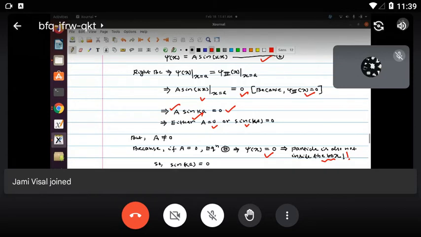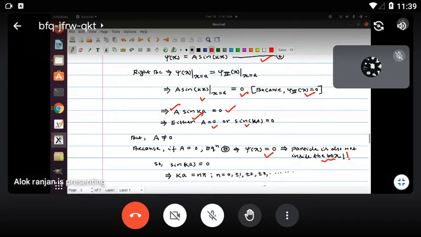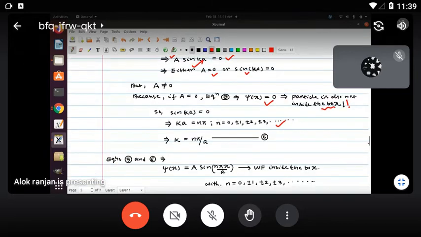When sin ka equal to 0, it means ka equal to n pi, n equal to 0, plus minus 1, plus minus 2, and so on. That implies k equal to n pi over a, provided what the n values are here. So now you can see that the discrete values have already appeared here, and that will finally lead to the set of allowed values.